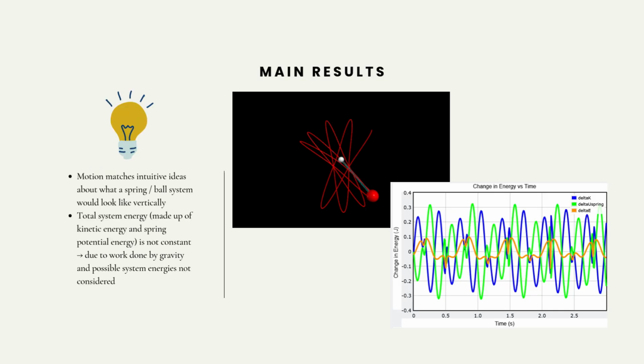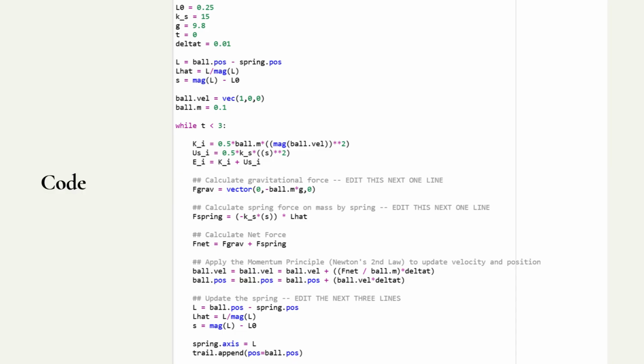Generally, the motion matches the intuitive ideas about what a ball spring system would look like vertically. The total system energy, which was made up of kinetic energy and spring potential energy, is not constant. This is probably due to the work done by gravity and possible system energies not considered changing.